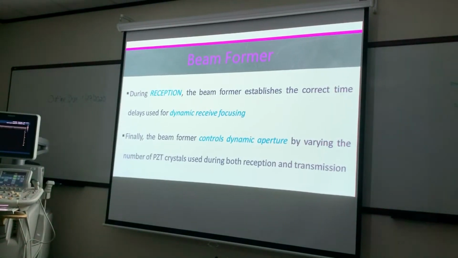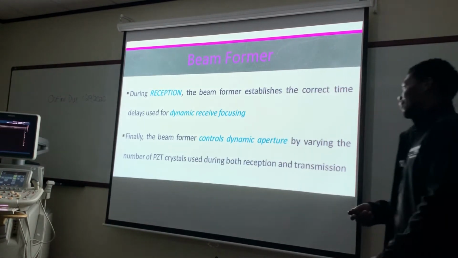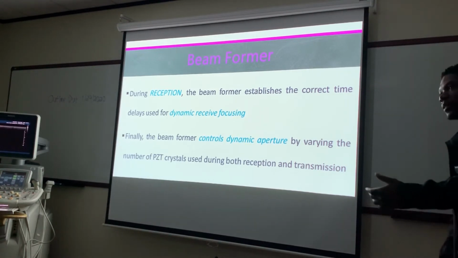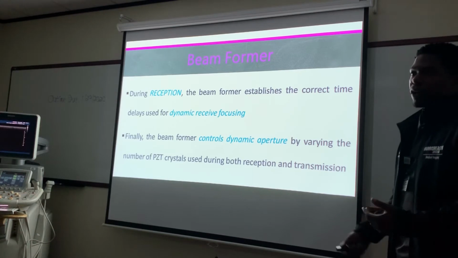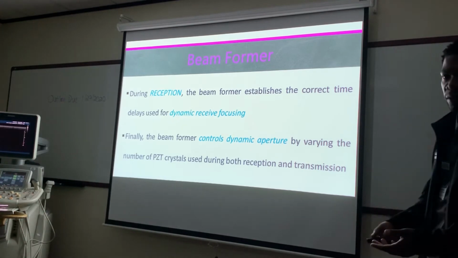The beamformer also controls dynamic aperture. You guys remember what dynamic aperture is? Anybody? It uses a different number of crystals. Why? To narrow that beam at different depths. Good job, Samina, Pat. Good job right there. Man, y'all, we bringing it back. I told y'all, don't ever forget none of this, because it's going to come back to you, okay? So it does that by varying the number of PZT crystals during both reception and transmission, right? If we use a greater number of crystals, we're going to have a much thinner beam. If we use a lower number of crystals, it's going to be the opposite.